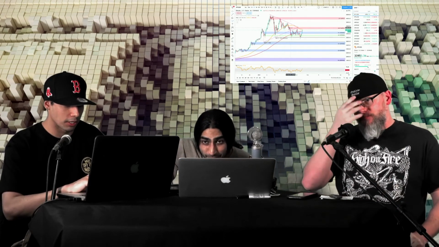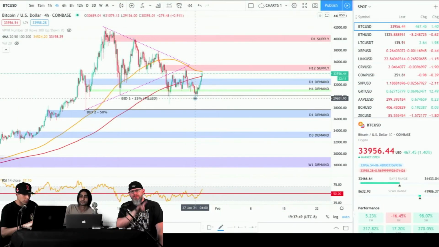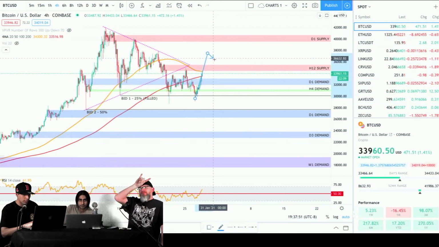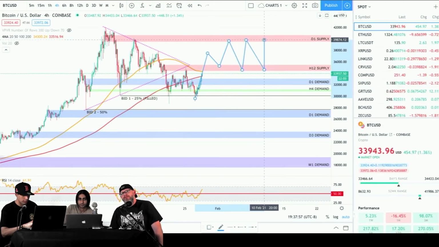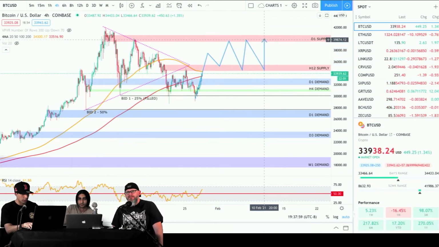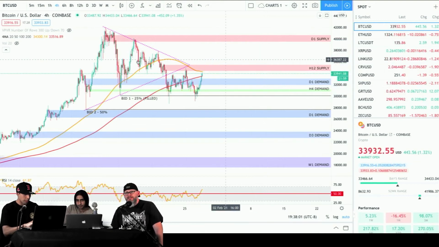Can we bring the chart up real quick one more time? I just want to do a super quick run-through of what we just went over. So, bullish bias for Bitcoin: break above the 12-hour supply, retest it, bounce around here. Definitely bullish if we get above that. That's the bullish scenario. What's the bearish scenario?